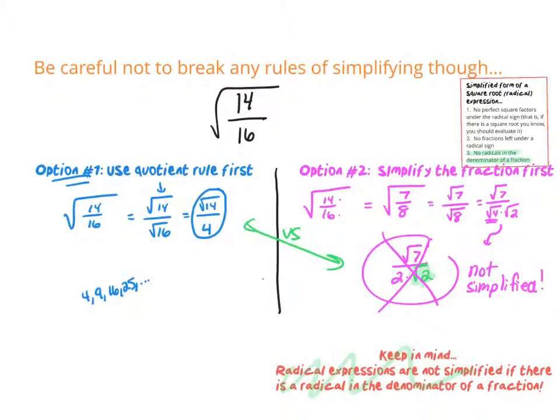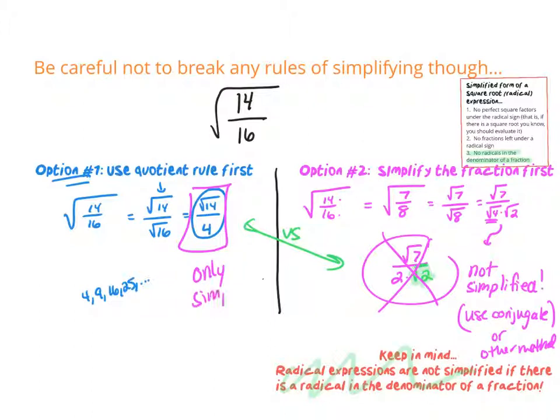When that happens, we would either have to use the conjugate, which we haven't learned yet, or we're forced to use the other method. So just keep in mind that many problems can be done in two different ways, but some problems will lead you to an answer that's not actually simplified. So for this type of problem, we have to do it this way. This is the only simplified answer. So it doesn't matter which way you approach a problem, as long as your answer is always in the correct form.